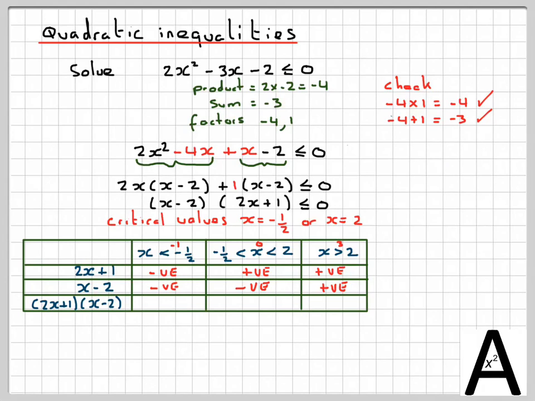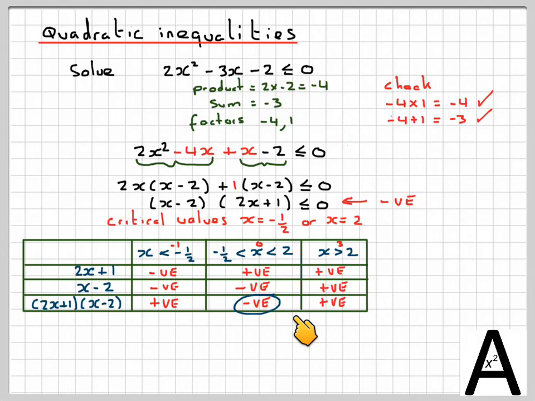but 3 minus 2 is positive. Then you work out by multiplying, a negative times a negative will give you a positive. A positive times a negative will give you a negative. A positive times a positive will give you a positive. We wanted to know where this is less than or equal to 0. That means we wanted to know where this is negative.